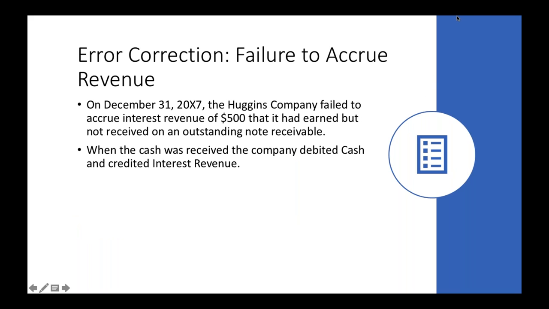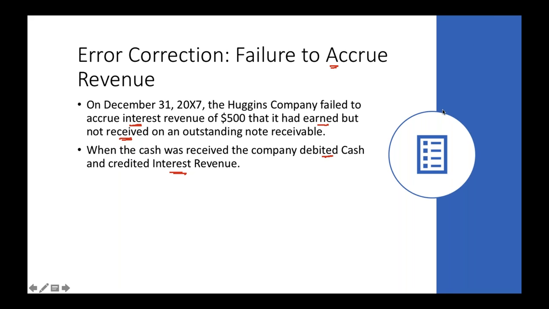Now, let's see here the failure of accrued revenue. Okay, see, we have an accrual of interest revenue. It is earned but not received. Earned but not received. So here, when the cash was received by the company, it debited cash and credited interest revenue. So what happened here?